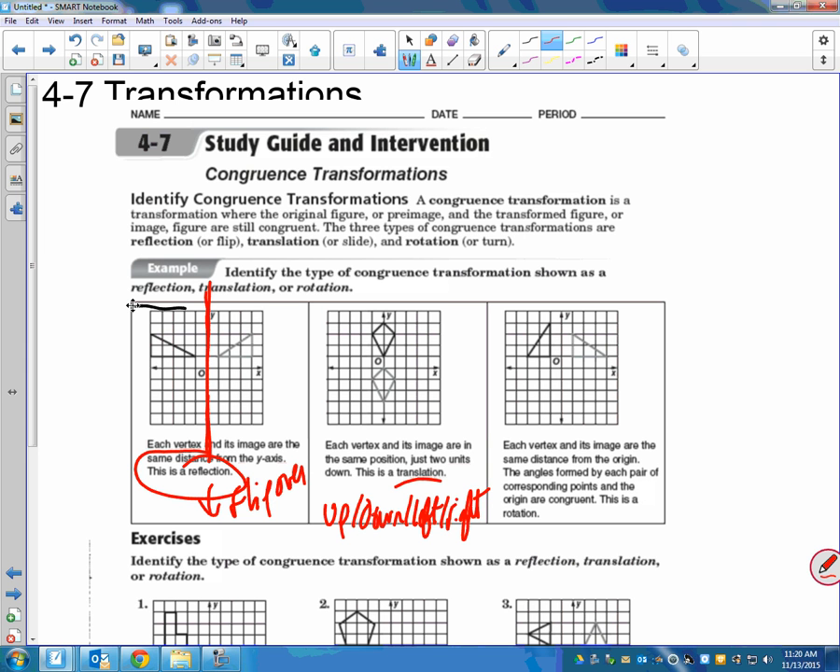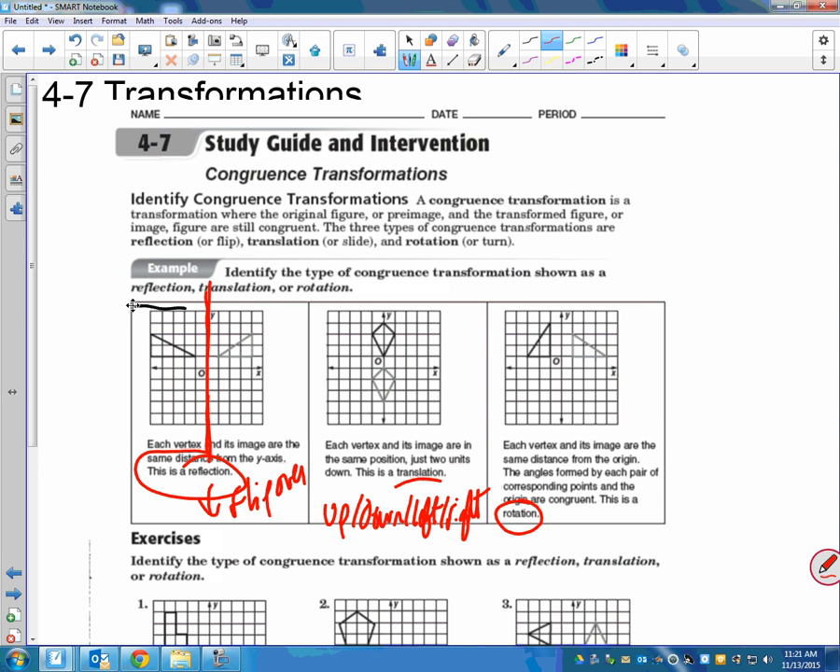And then the last one is a rotation, which is exactly what it sounds like, right? You keep it the same size, but you're rotating it around a certain point. Like in this case, it says they're the same distance from the origin, so they've taken that and rotated it. Look at you guys remembering how to do that. But yeah, I think that was rotated 90 degrees.